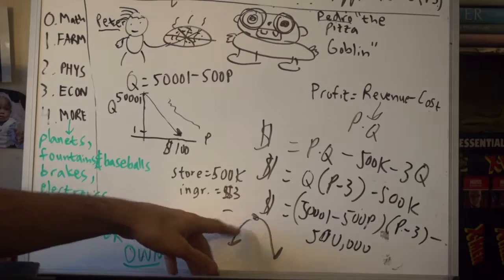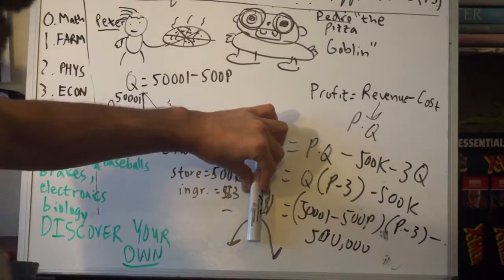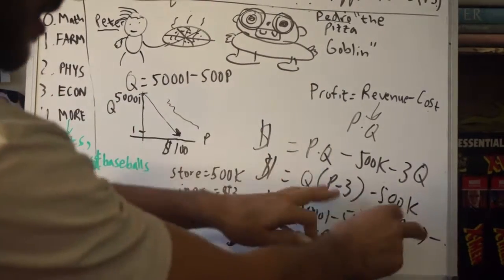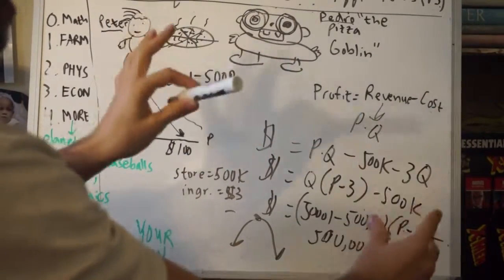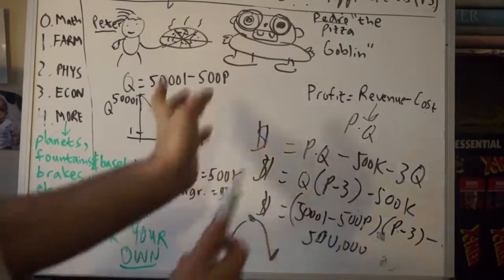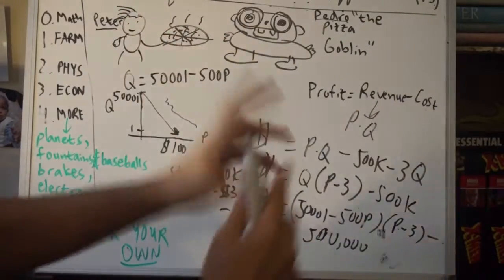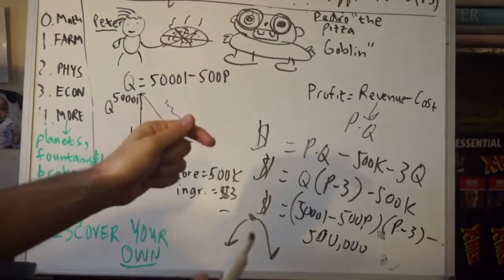Revisit finding the vertex. You could find the axis of symmetry, negative b over 2a. Rearrange this so that it looks like ax squared plus bx plus c. Find your axis of symmetry, plug that in, you can complete the square. Either of those will work. So again, review the previous videos.